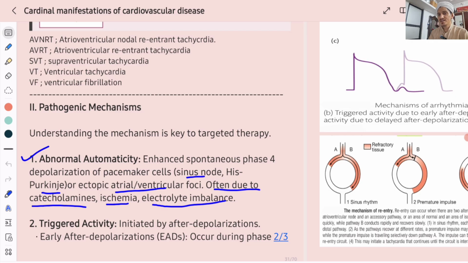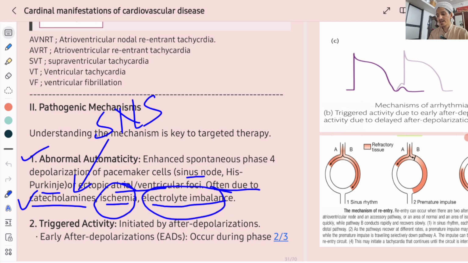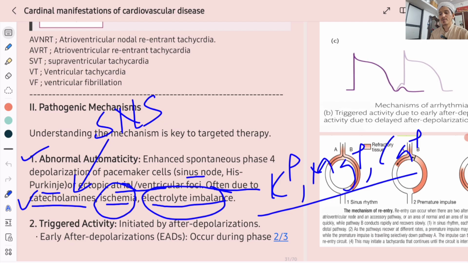So the factors which are responsible for enhanced firing can be catecholamines. For example, in sinus tachycardia, when there is a fight, flight, or fear response, the sympathetic nervous system will drive it through catecholamines, or when you give adrenaline through the IV route. Second is ischemia. When there is ischemia, there can be abnormal automaticity, or when there is electrolyte imbalance. Important electrolytes: potassium, magnesium, and calcium. These three are important electrolytes. So number one is abnormal automaticity.